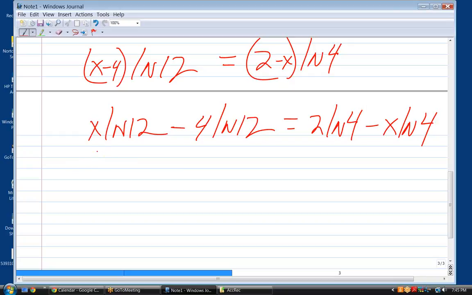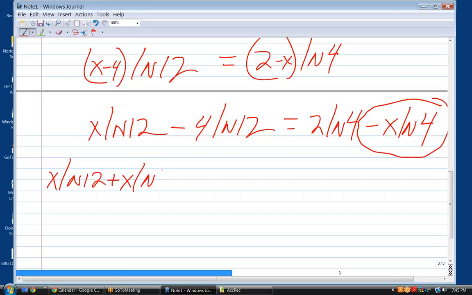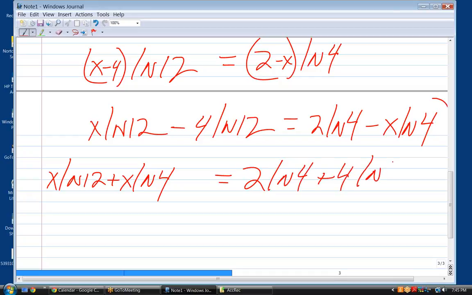2x natural log of 4. If I take this term here and move it to the left, then it becomes this. Here's what I have on the left. Okay? Now I'm going to take this and move it to the right. So I'm going to still have this that was over there plus 4 natural log of 12. Okay? Now what?